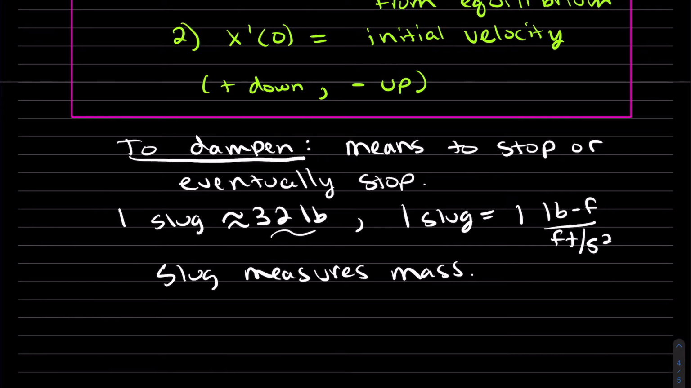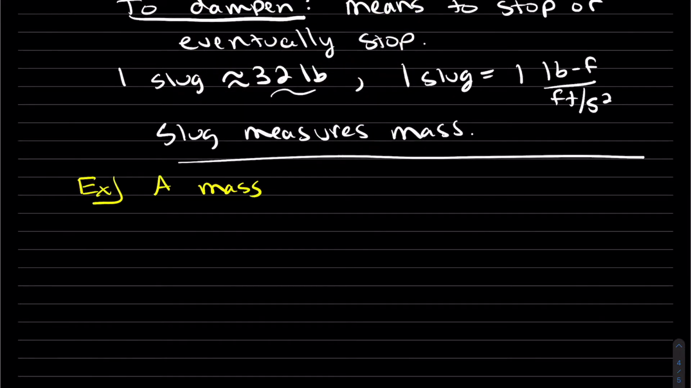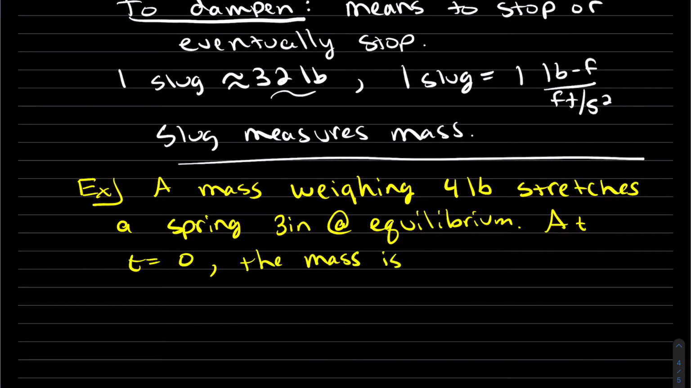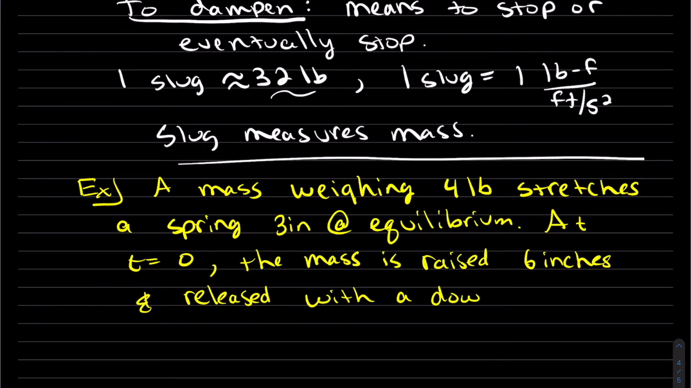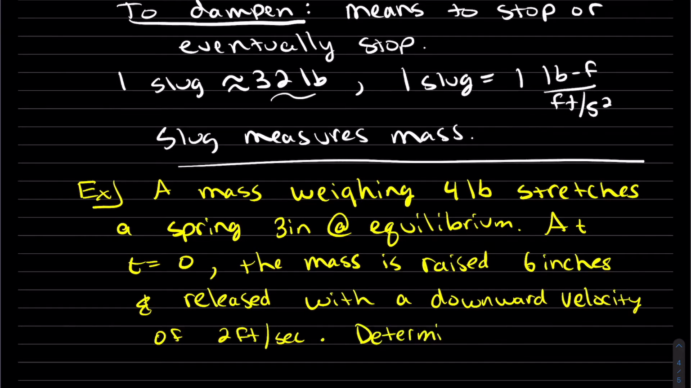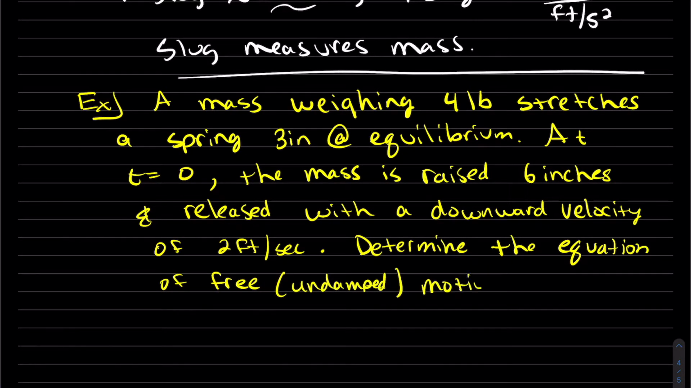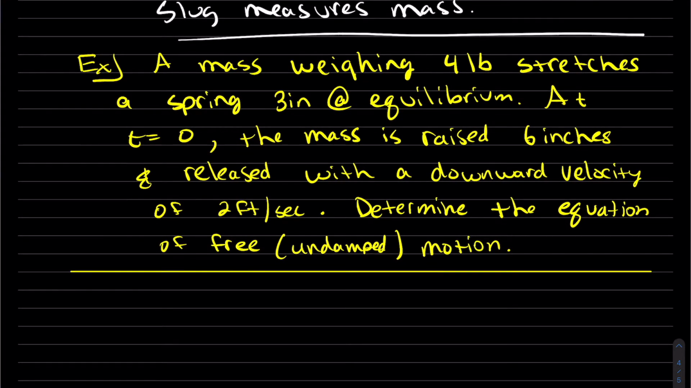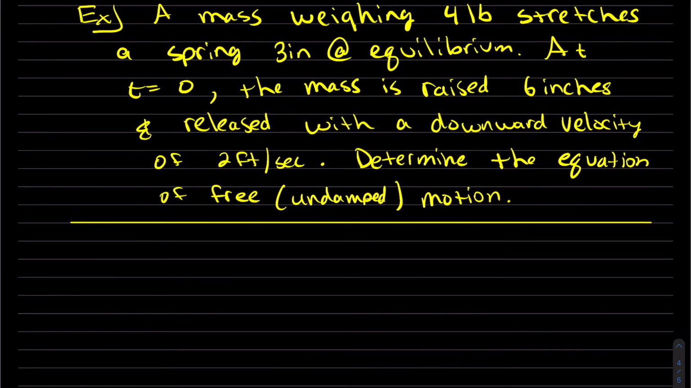Okay, let's do an example. Okay, here's our first problem. We have a mass weighing 4 pounds, and it stretches a spring 3 inches at equilibrium. At time equals 0, the mass is raised 6 inches, so it's pushed up, and released with a downward velocity of 2 feet per second. We want to find the equation of the free undamped motion.